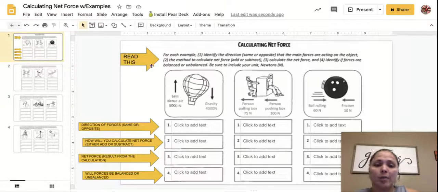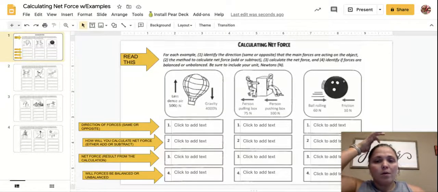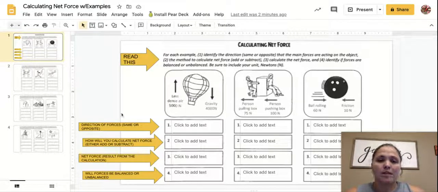So first, up here where this arrow is, be sure that you read this because this tells you what you're going to put in each box. So for each example that you see in these pictures, you're going to, in number 1, identify the direction of the forces. So are they the same direction or opposite directions? Number 2, tell me the method you would use to calculate net force for that example. Number 3, actually calculate net force. So tell me, what is the net force? And then number 4, tell me, are the forces balanced or unbalanced? And so you should know what all of this is talking about from our guided notes, but I am going to explain as I go.